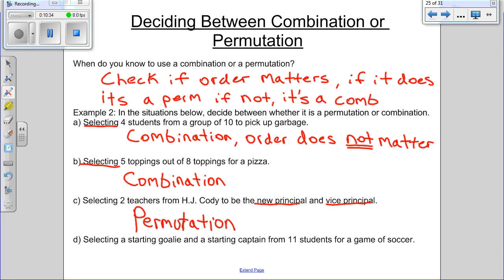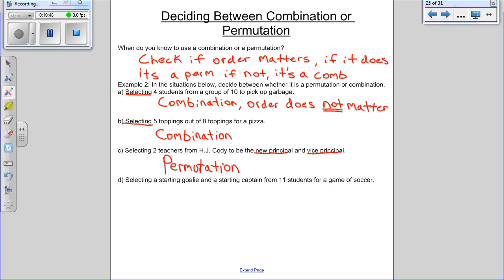D, selecting a starting goalie and a starting captain from 11 students for a game of soccer. So you need to pick two people, but those two people have roles, right? You're a goalie or you're a captain. We're saying we're selecting one for each. It's a weird way to pick a team if you're doing a soccer game, but you're picking them and you're giving them a role. So it does, in fact, matter.